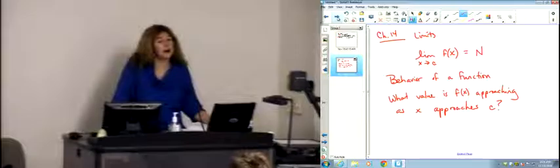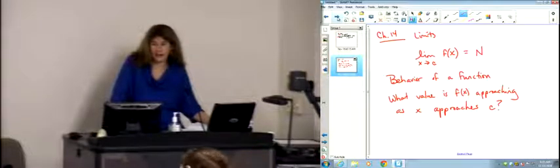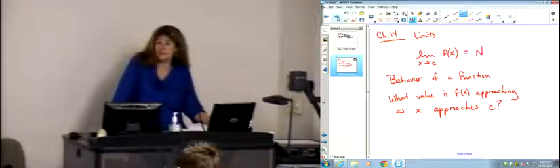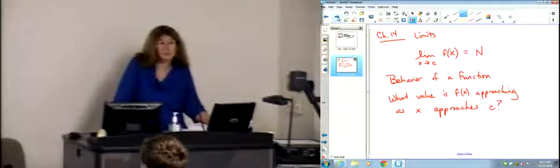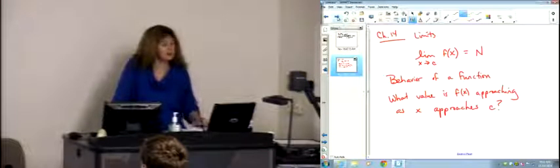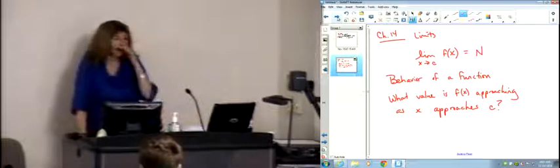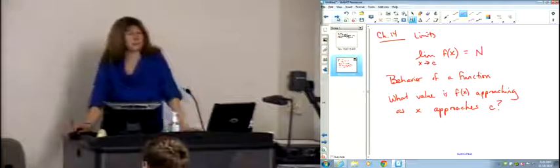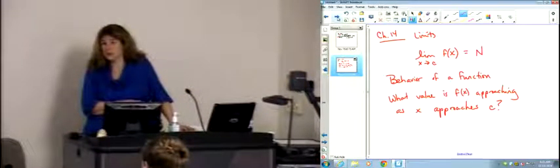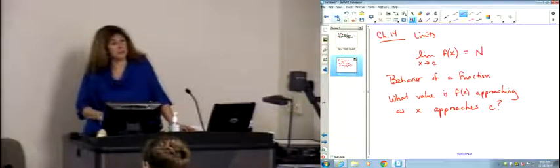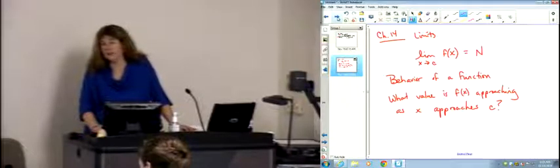We also noticed last class that sometimes we can just plug in the value and get the answer, right? Sometimes we can do that. We talked a little bit, I believe, last time about how we can do that if the function or the graph is continuous. If we don't have to lift our pencil when we draw the graph, then we should be able to just plug the value in and get the limit value.